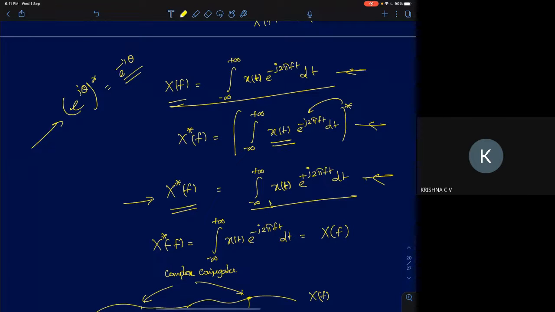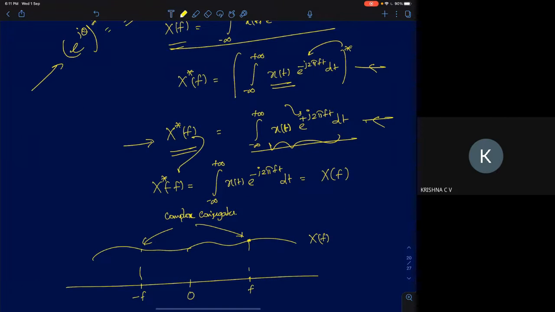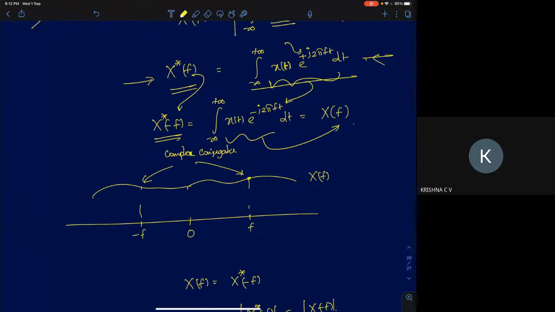Now if you look at this equation, it resembles the Fourier integral, the analysis equation, except that there is no minus sign here. So I'm going to substitute f as minus f. If I substitute f as minus f, I get the exact Fourier integral, which is directly equal to your Fourier transform. So x star of minus f, x conjugate of minus f, is equal to x of f. That's the complex conjugate property.